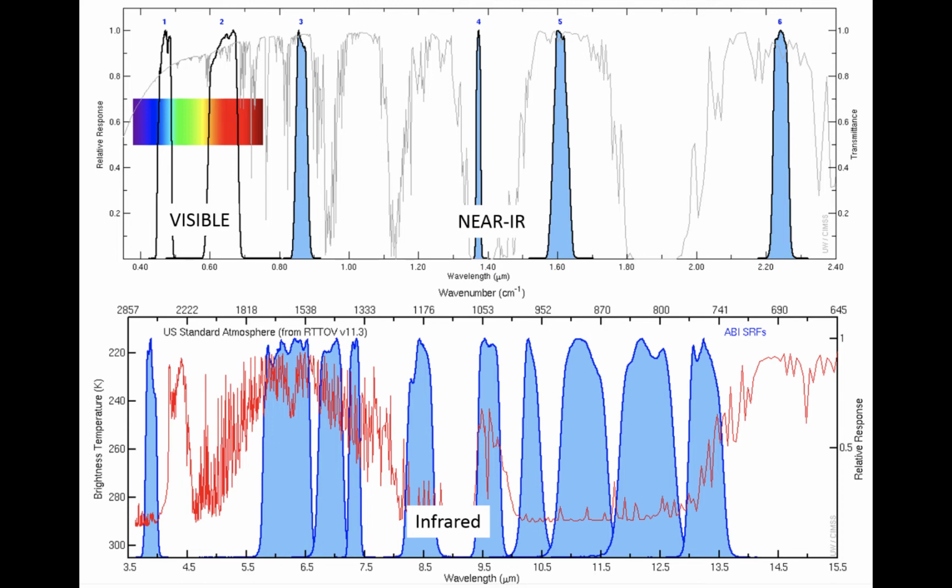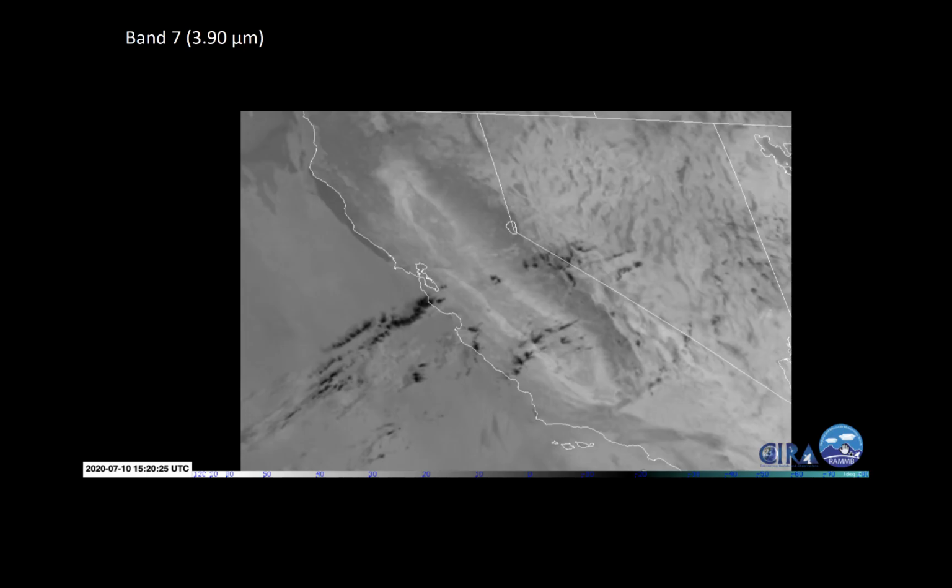Next, let's step through each band individually on this bottom panel. First is band 7 at 3.9 microns. It is a short-wave infrared band and is the only GOES band that routinely observes overlap between reflected solar and emitted terrestrial radiation. Generally, the radiance observed is converted to brightness temperature for display.